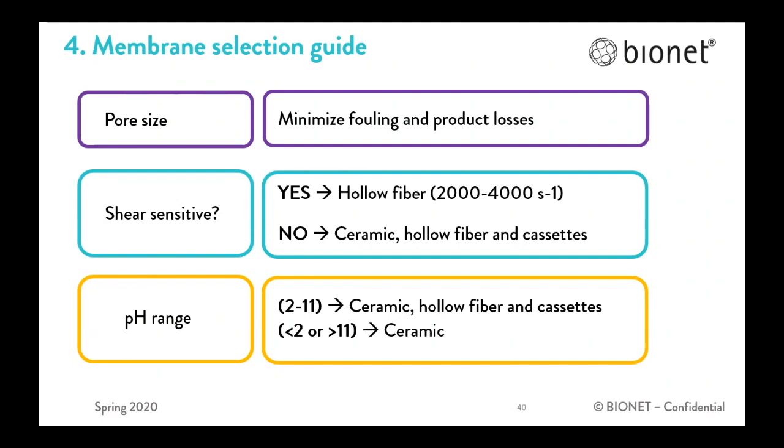In case our product is sensitive to shear, hollow fiber will be our preference, but limiting the shear rate to between 2000 and 4000. If our product is not shear sensitive, we could choose any membrane module. In terms of pH, if it is extreme, ceramic will be the recommendation, but for normal pH, any membrane module could be used. If, after answering the previous questions, we still don't know which membrane to use, viscosity value could be our key.